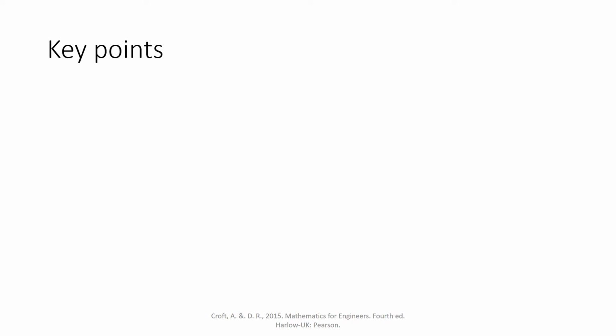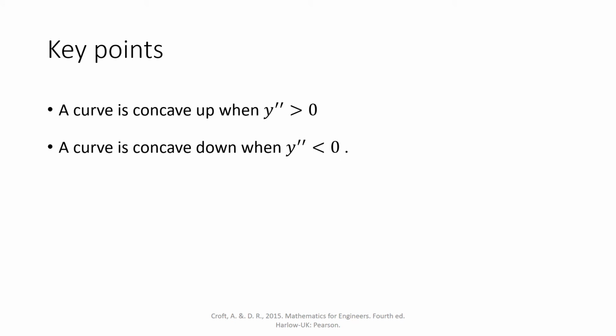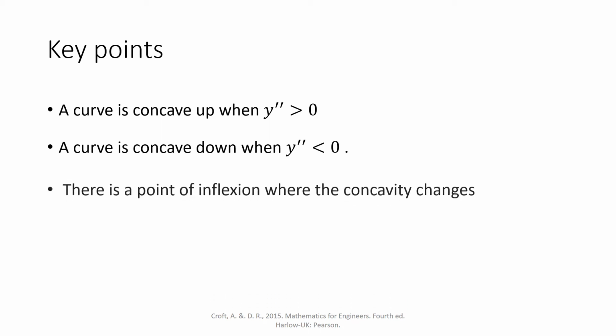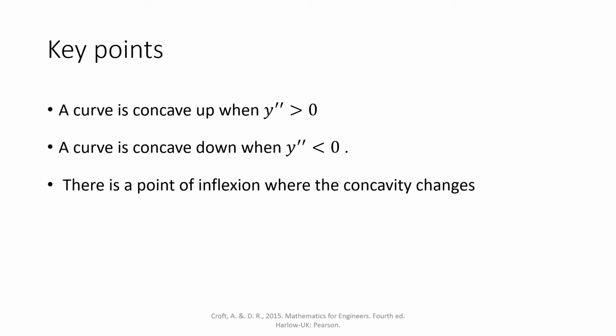Key points. If the second order derivative is positive, the curve will be concave up. Second order derivative is positive means concave up. If second order derivative is less than 0 or negative, it means it is concave down. And if the concavity changes from up to down or from down to up, we refer to that point as a point of inflection.